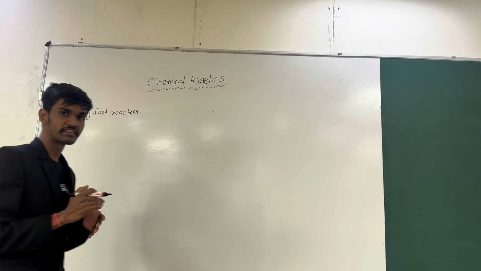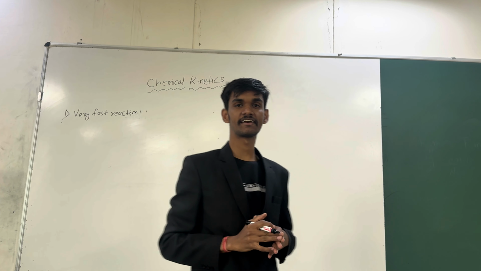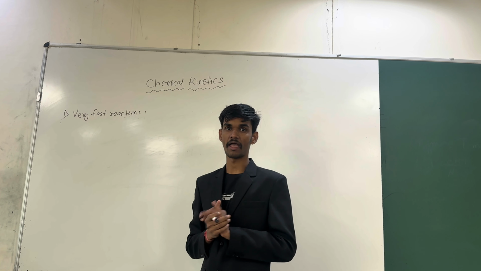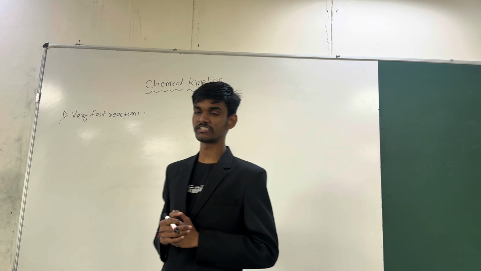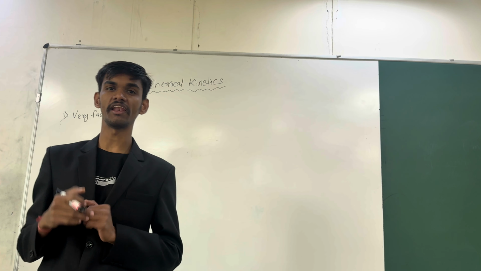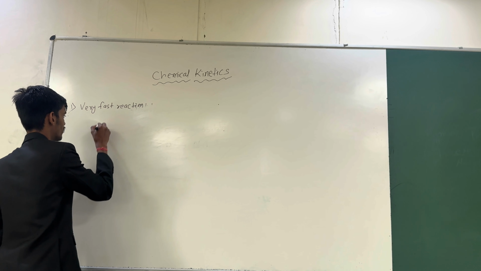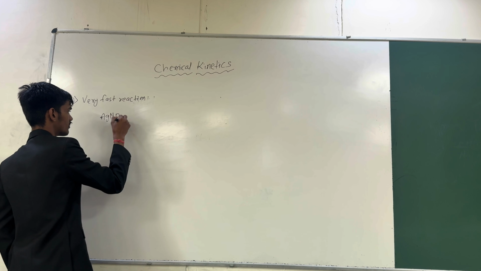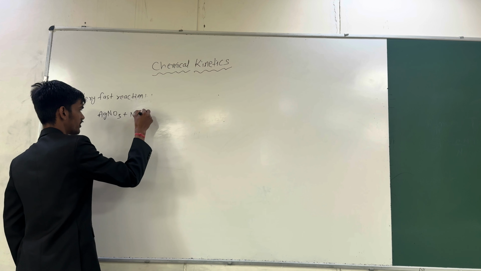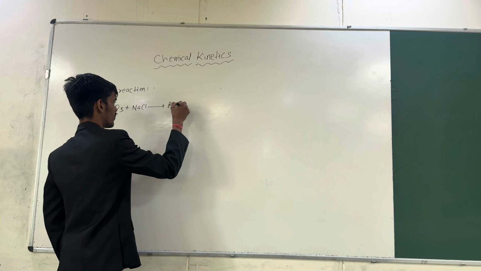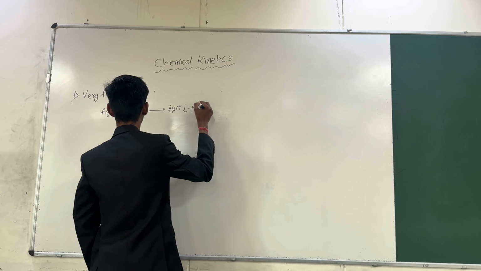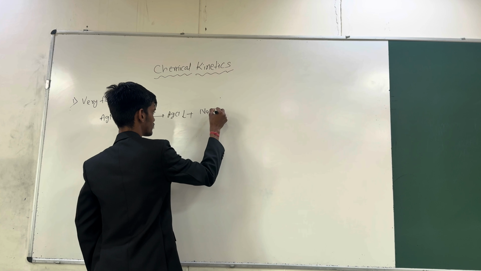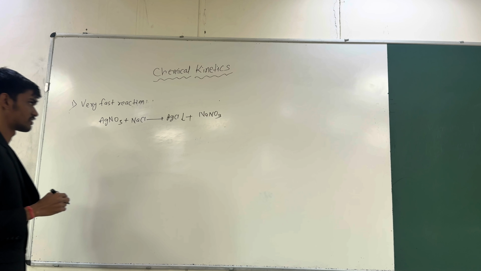Ionic reactions are the examples of very fast reactions that occur in microseconds. Example, precipitation of AgCl. When AgNO3 reacts with NaCl, it forms AgCl precipitate and NaNO3. It is an example of a very fast reaction.